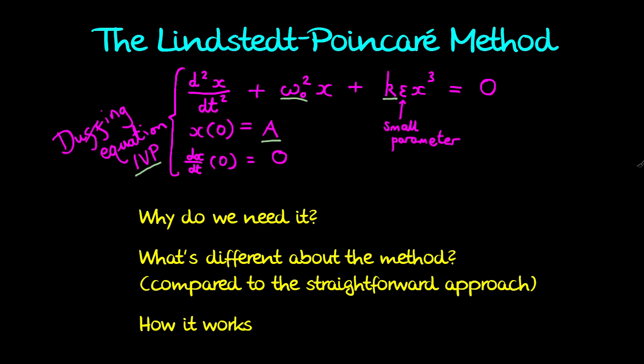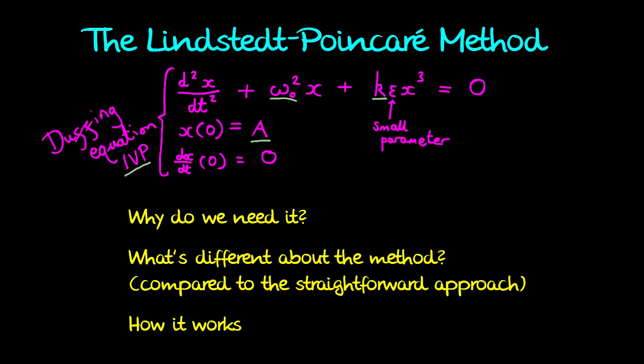The video is going to be split into 3 bits. So first of all, we'll answer the question, why do we need this fancy method? Secondly, what's different about this method compared to just taking asymptotic approximations of x as a power series like we normally do and sticking it into the equation, comparing coefficients and seeing what we get from that approach. So we're going to compare Lindstedt Poincare method to the straightforward approach. And then finally we'll run through how the Lindstedt Poincare method works, so how to do it.